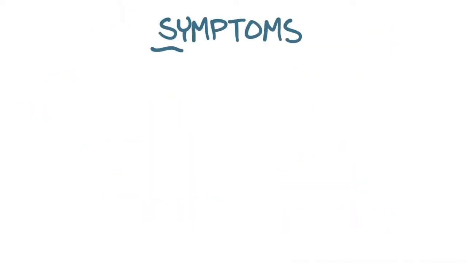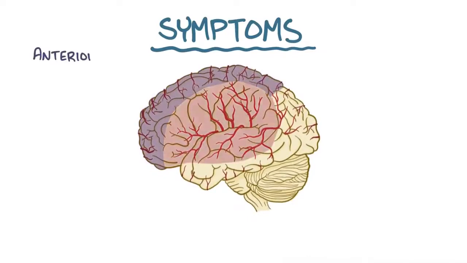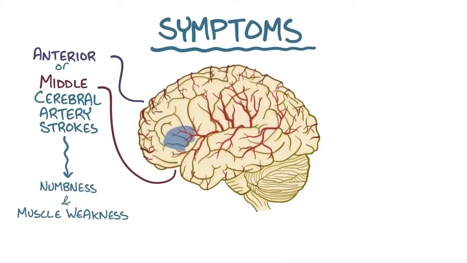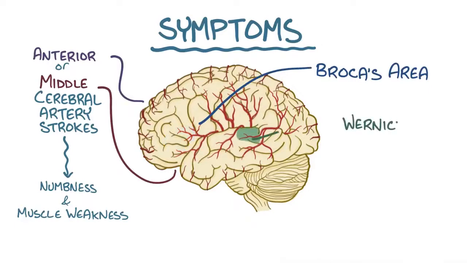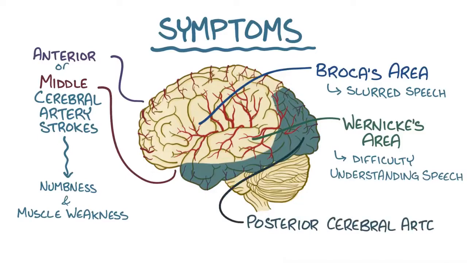Stroke symptoms depend on the exact part of the brain that is affected. For example, an anterior or middle cerebral artery stroke can cause numbness and sudden muscle weakness. If a stroke affects the Broca's area, which is usually in the left frontal lobe, or the Wernicke's area, which is usually in the left temporal lobe, then it can cause slurred speech or difficulties understanding speech, respectively. If there's a posterior cerebral artery stroke, then it can affect vision.